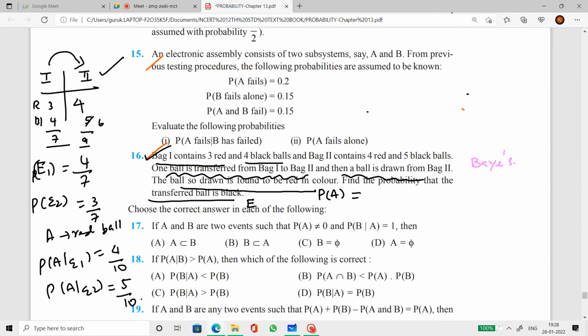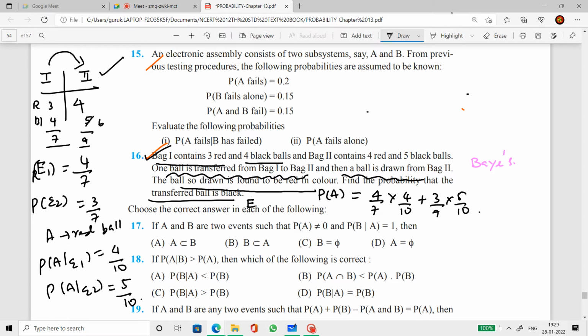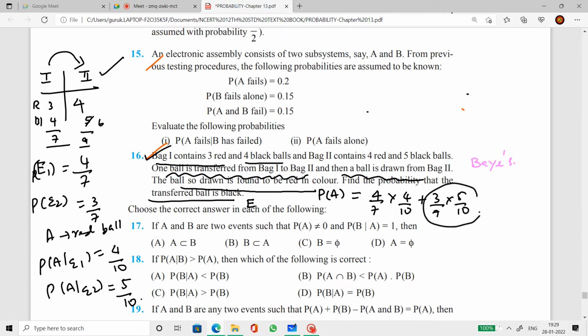P of A will be 4 by 7 into 4 by 10 plus 3 by 7 into 5 by 10. The numerator of this is the first one, probability of transferring a black ball and then taking a red ball. So the numerator will be 4 by 7 into 4 by 10.